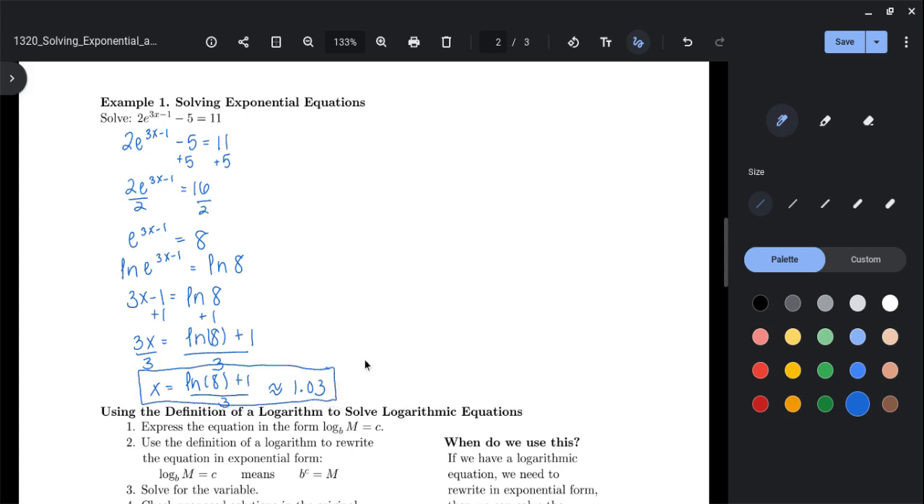And as always, if you're unsure about the steps that you've taken, you can always plug in your value for x back into this original equation and see, do you get 11 as an answer?